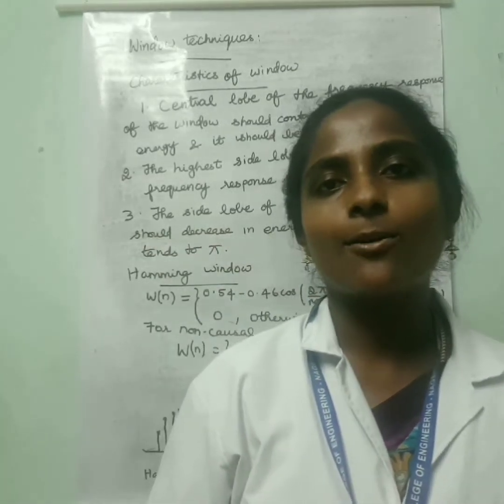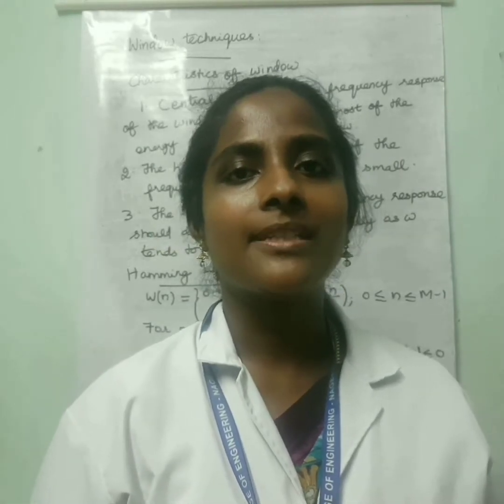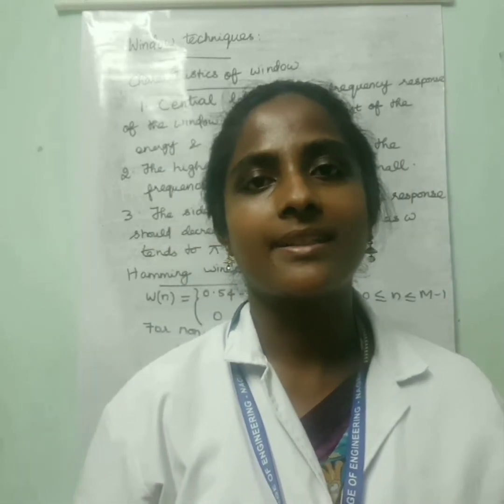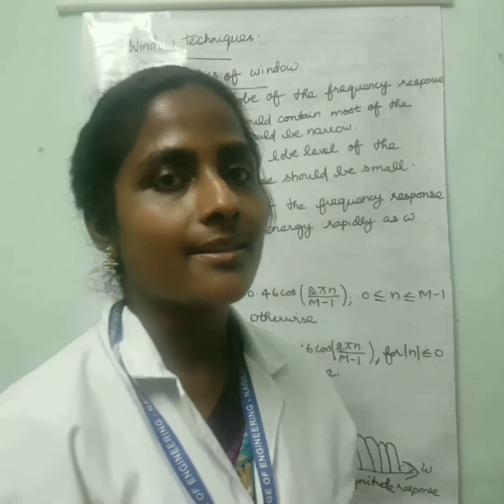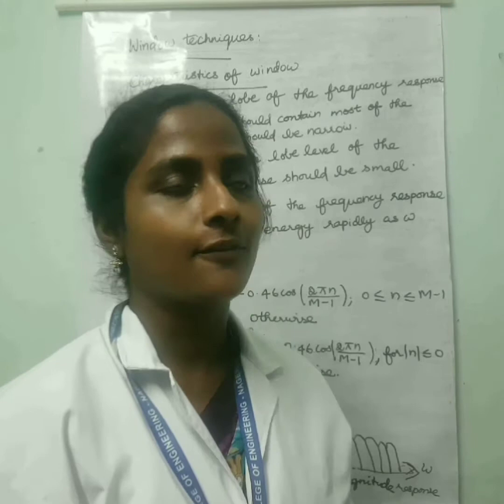These undesirable oscillations can be reduced by multiplying some time weighing functions in the window method. In the window method, we are multiplying some time limited weighing functions, that is represented as w(n). Okay. Now we can see some desirable characteristics of window.